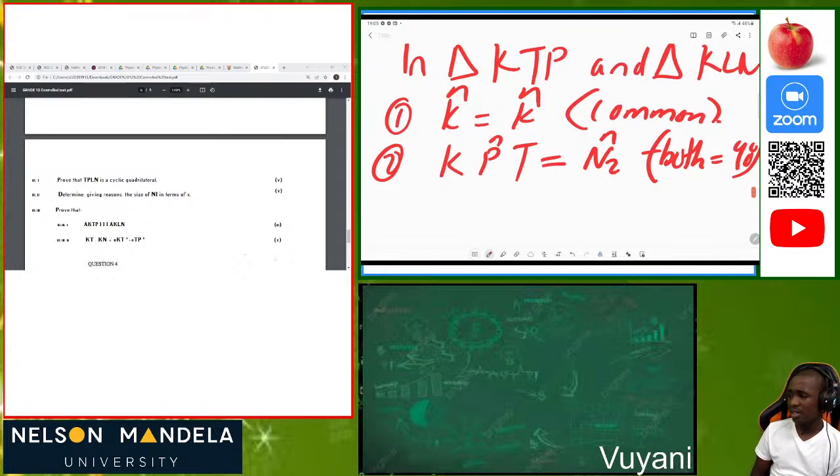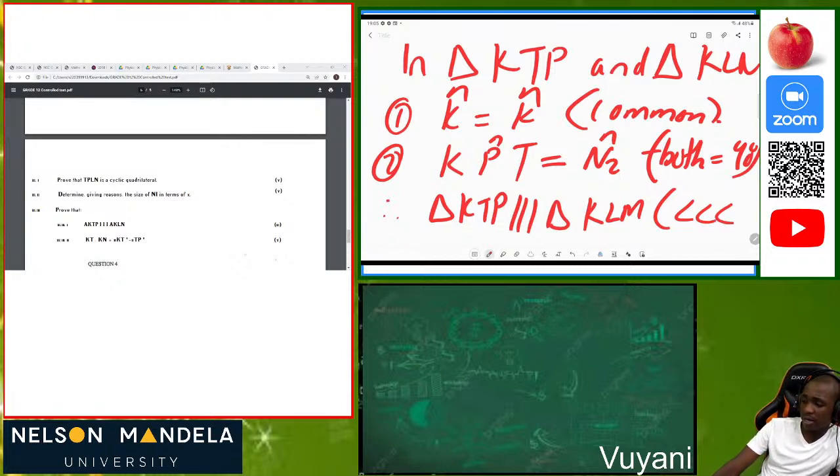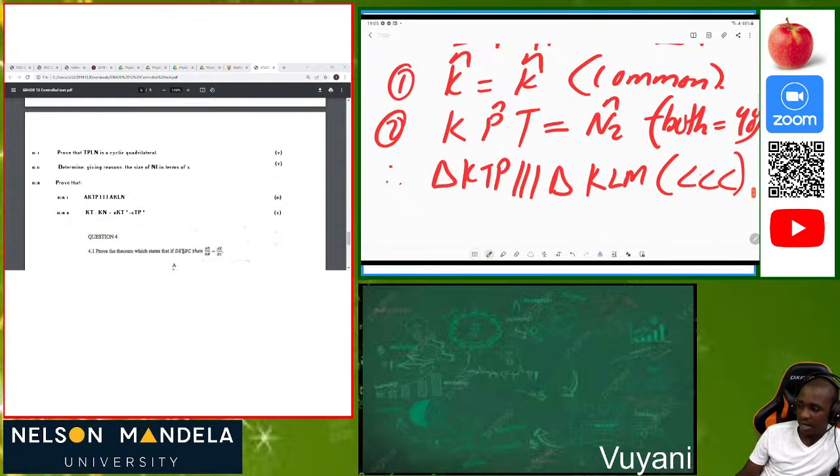Then we can see that, that's what's important that we have to know in that instance, right? So we can see that angle, that one and that one. So therefore we can now conclude that triangle KTP is similar to triangle KLN. The reason is angle, angle. That's why it's 3 marks, 1, 2, and 3, because that one was direct forward, guys. It was just a direct forward question.